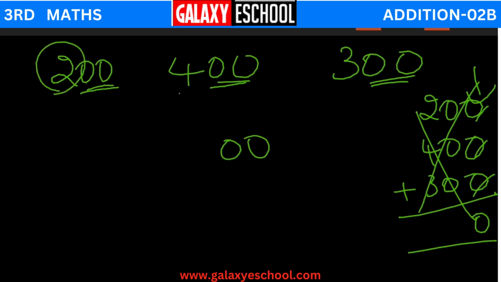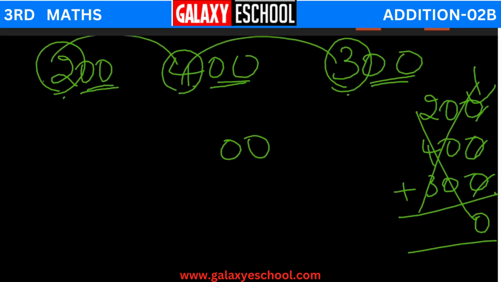Now the remaining numbers are what, children? 2, 4 and 3. 2 plus 4 becomes 6. 6 plus 3 becomes 9. So we are putting a 9 here.